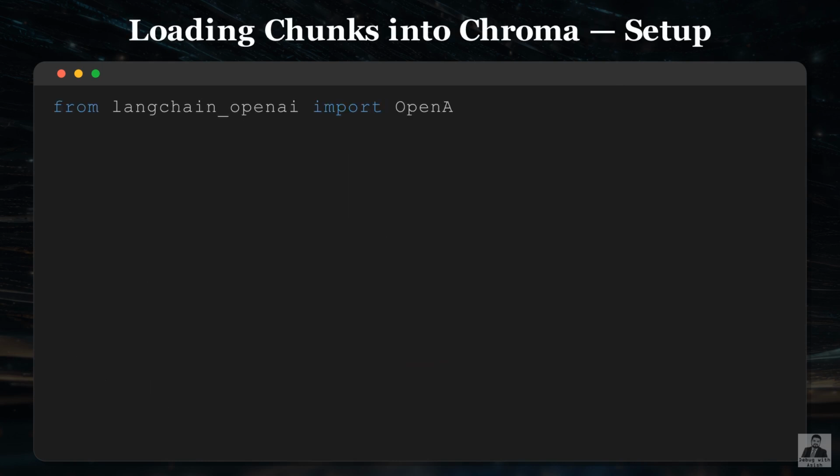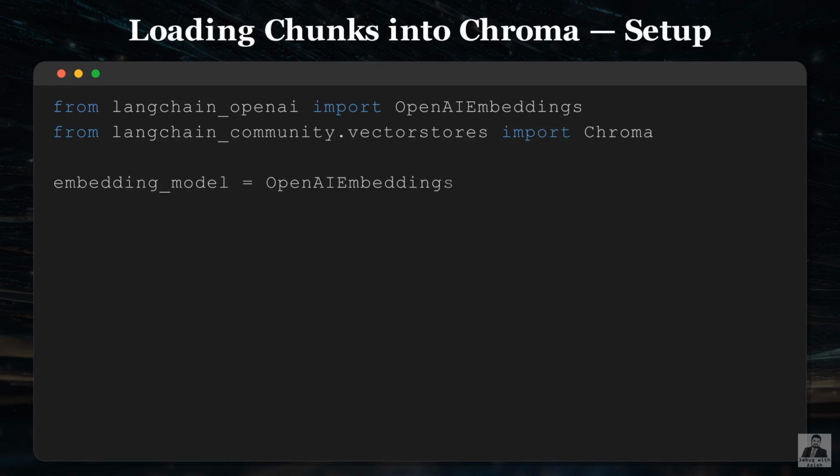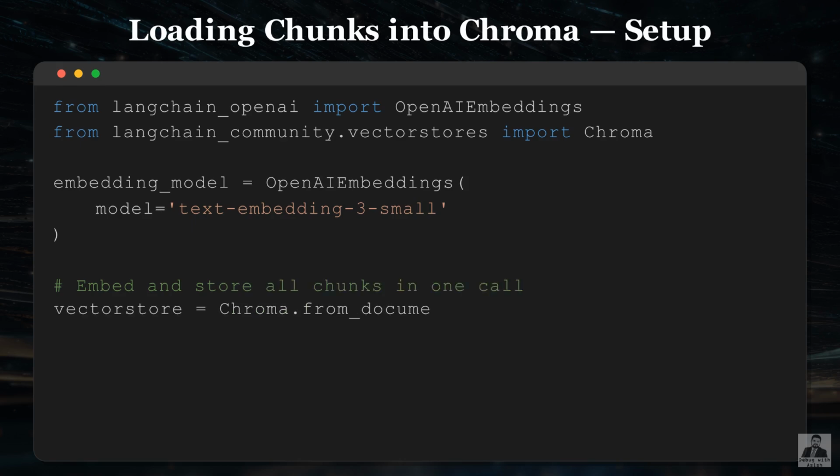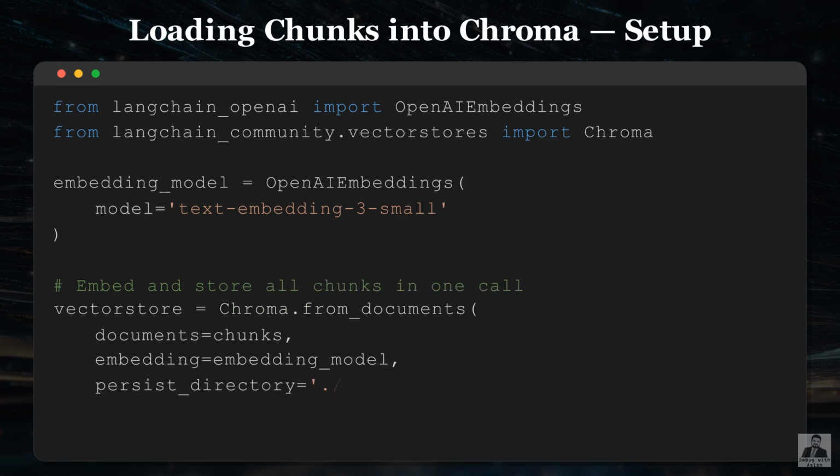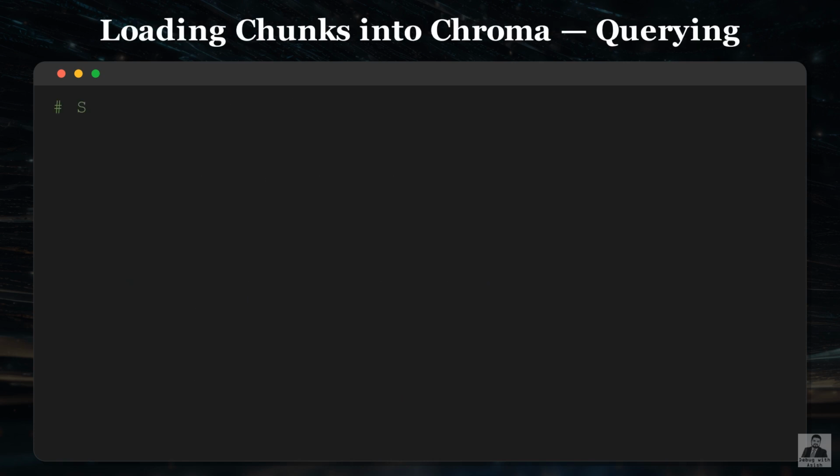Now we load our chunks into Chroma. We create an OpenAI embeddings object pointing at the same model we used in episode 1. Then we call Chroma from documents, passing our chunks, the embedding model, and a directory path to persist the data on disk. LangChain automatically embeds every chunk and adds it to the vector store. We do not need to write a single loop. One call handles everything.